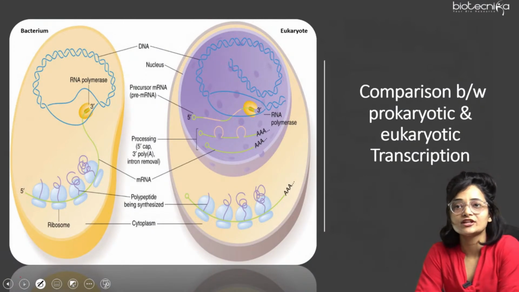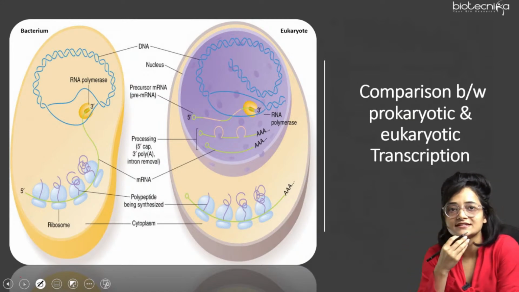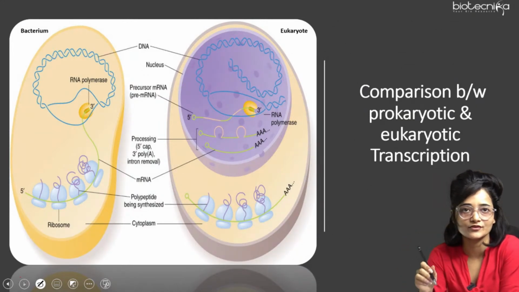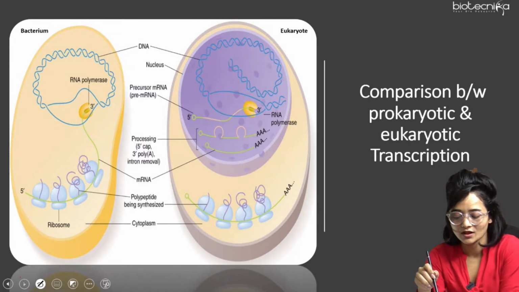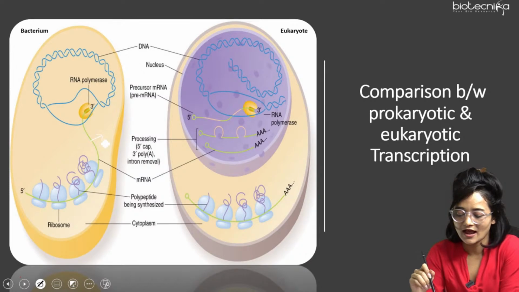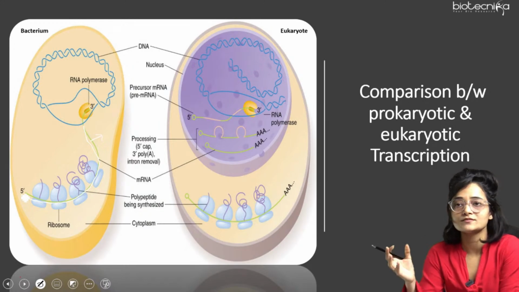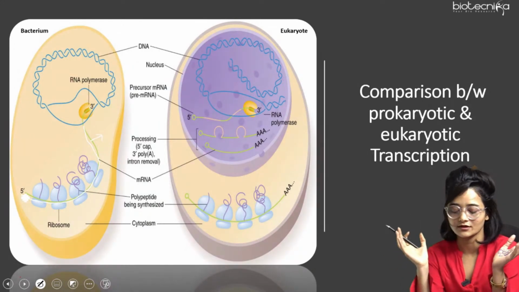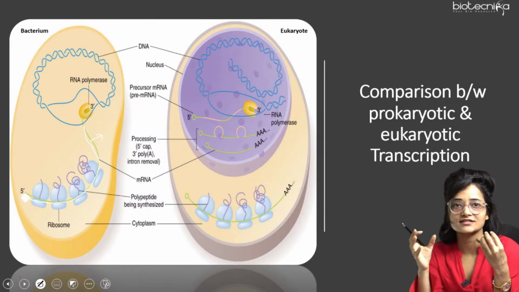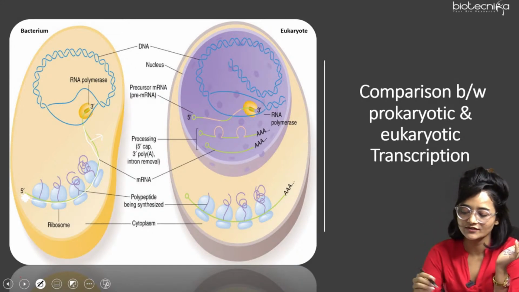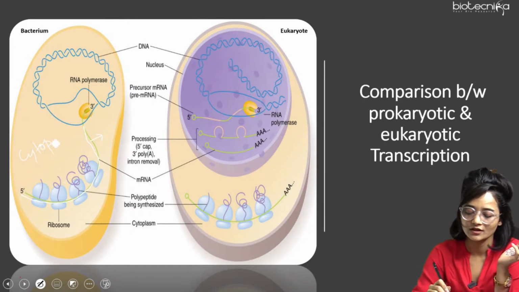Now comes the comparison between prokaryotic and eukaryotic transcription. Here the location plays the major role. From the figure itself, you can see the DNA of the bacteria. This DNA first gets replicated, and then RNA polymerase comes and transcribes it. mRNA is produced here, and while the transcription is taking place, at that very time the ribosomes assemble onto the mRNA and produce the proteins. So translation and transcription are coupled, and this activity takes place in the cytoplasm in the case of bacteria.